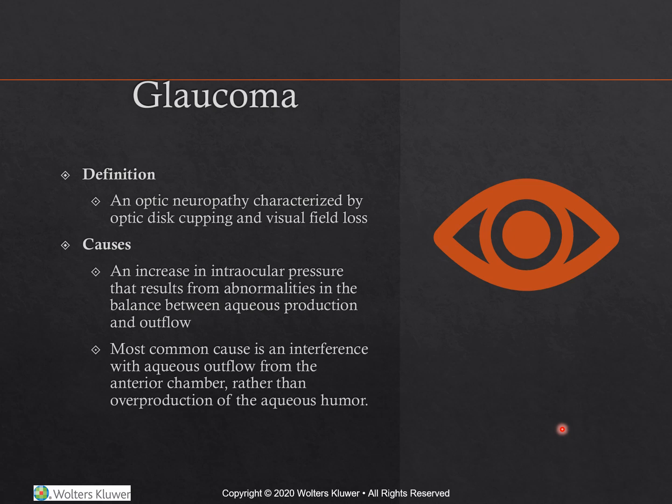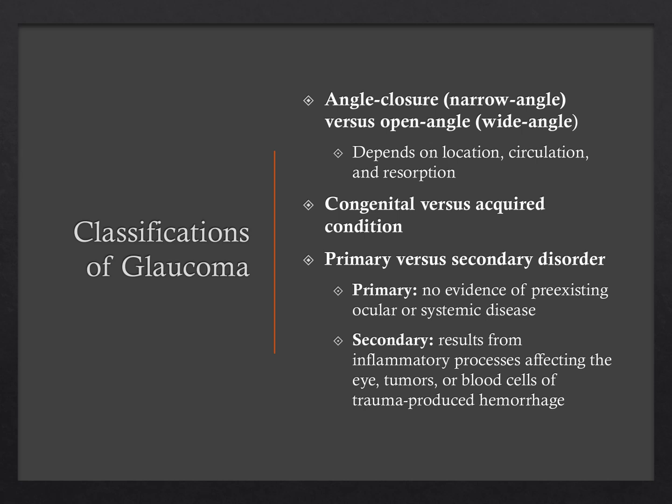The most common cause is an interference with aqueous outflow from the anterior eye chamber rather than overproduction of the aqueous humor. So the vast majority of the time, it's not that we're producing too much fluid, it's that it can't flow out of the eye itself. There are different classifications of glaucoma. We have angle closure or narrow angle glaucoma versus open angle or wide angle glaucoma, which are the two types we're going to talk about more in depth. And these really depend on the location of the closure, how it affects the circulation of aqueous humor and or the resorption of that fluid.